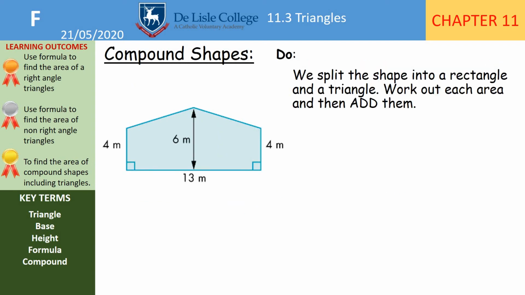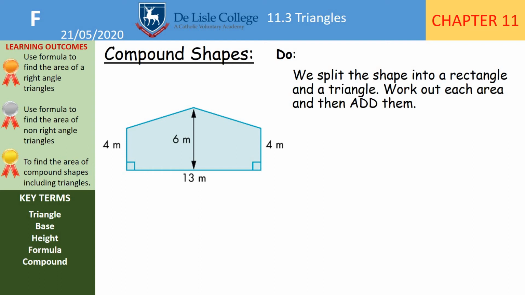I would strongly recommend copying that one down, but I've already gone forward, so there we go. You may have to go back and pause the video, or rewind it. Right, so here's another shape, compound shape. Think about what we're going to do to try and find the area. We're going to split it into a rectangle and a triangle. Work out each area and then add them together.